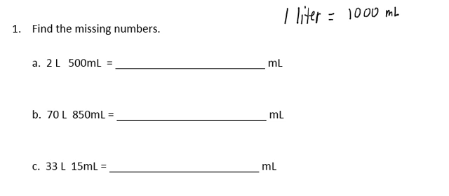So if I have 2 liters and 500 milliliters, and I need to know how many milliliters I have altogether, well, for each liter I have 1,000 milliliters, so that would be 2,000 milliliters plus the 500 for a total of 2,500 milliliters.